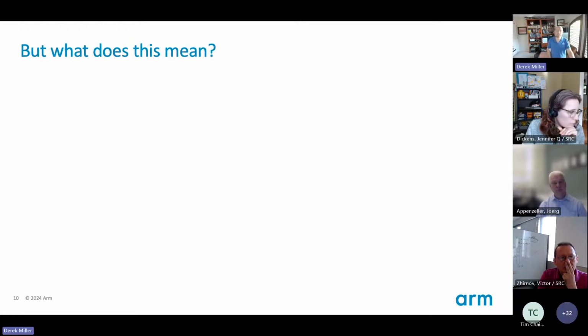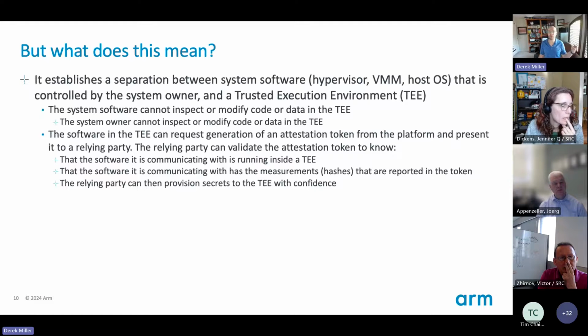But what does this really mean? So it establishes a separation between the system software, which is the hypervisor, the virtual machine manager, or the host OS that is controlled by the system owner, and a trusted execution environment. The system owner in this case, I will often use the term cloud service provider. Here, it doesn't have to be a cloud service provider. It could also be an edge computing provider, or honestly, it can also be the owner of a cell phone in that matter. And the trusted execution environment cannot be inspected or modified by the system software.